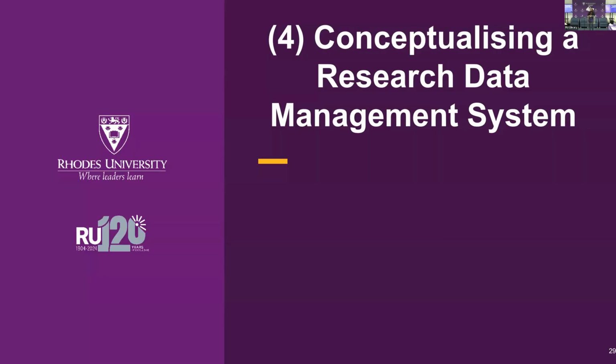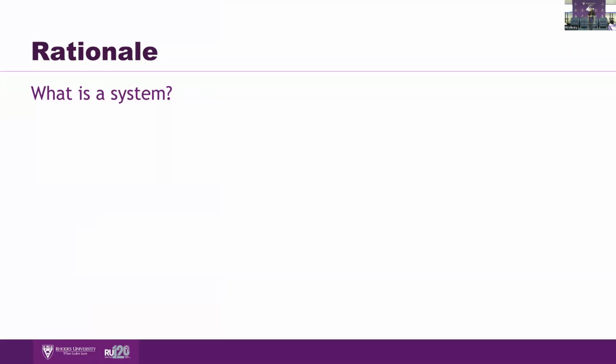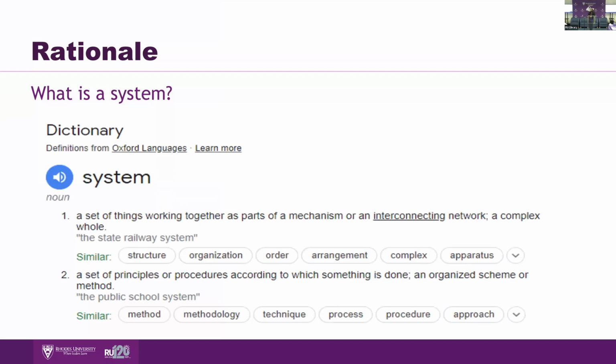Now, in terms of conceptualizing a research data management system from a library perspective, what you're trying to do is aim towards making the data that can be made open accessible, open. So when you set up such a system, there are certain things that you need to take into account. The first thing that I'd like to do is define a system in this case. It's just a general definition I pulled off the internet. It's basically a set of things working together as parts of a mechanism or an interconnected network, a complex whole.